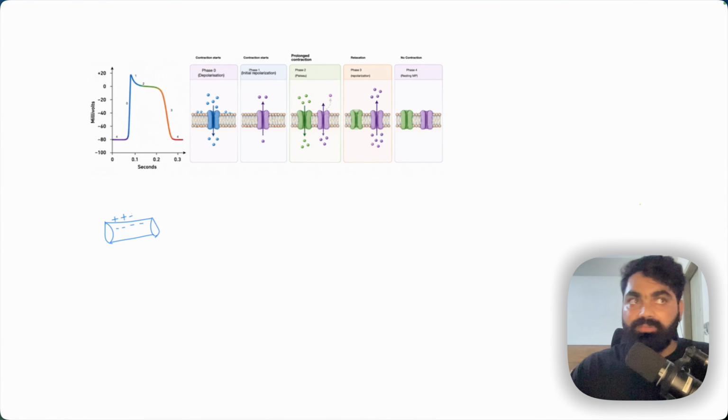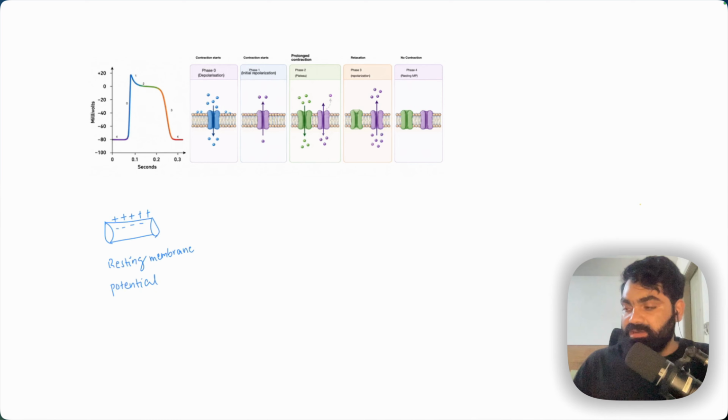So we will next talk about resting membrane potential. Inside the cell we have negative potential, as I've highlighted here, and outside I have depicted positive potential. So the polarity is maintained. When the cells are resting, the resting membrane potential just looks like this.